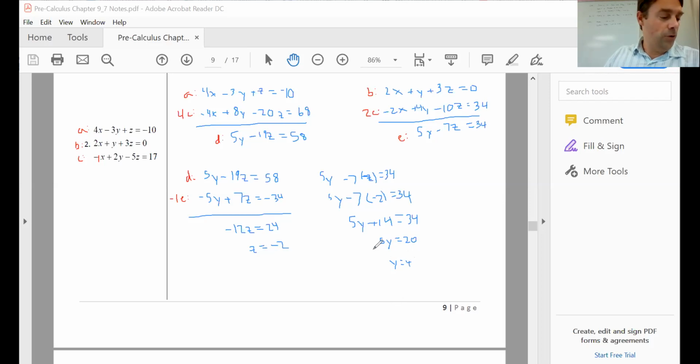Now plug it back into any one you want and go figure out what your x value is. I'm going to plug it into B. It doesn't matter which one you plug it into. Your call.